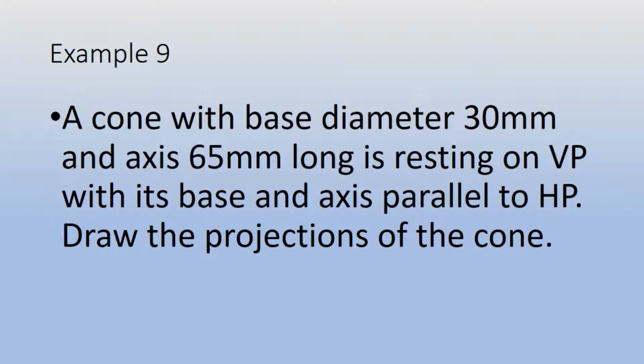Example 9. A cone with base diameter 30 mm and axis 65 mm long is resting on the vertical plane with its base and its axis is parallel to the horizontal plane. Draw the projections of the cone.